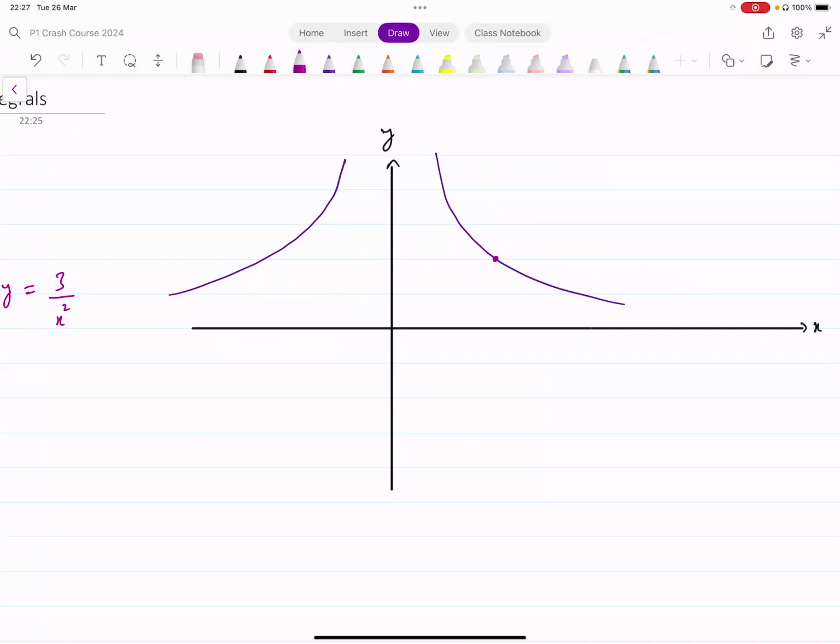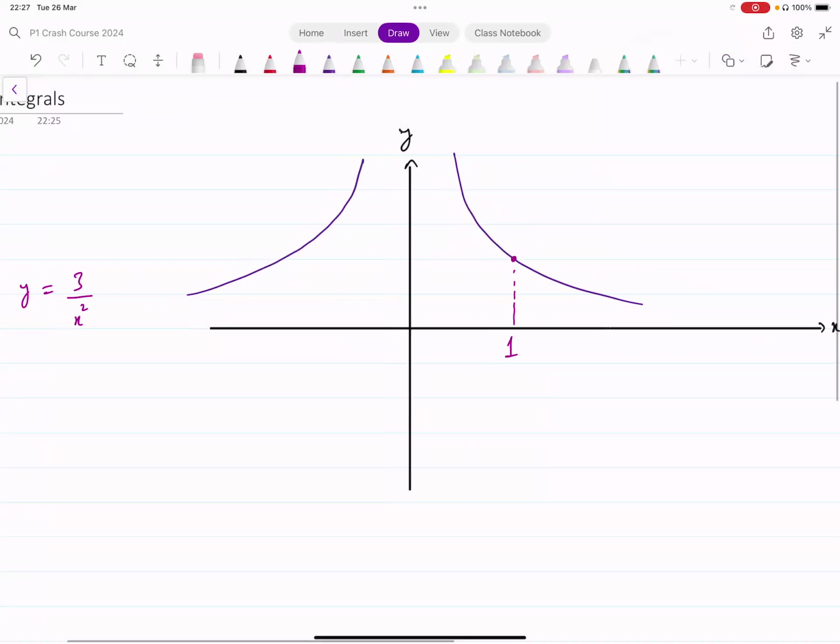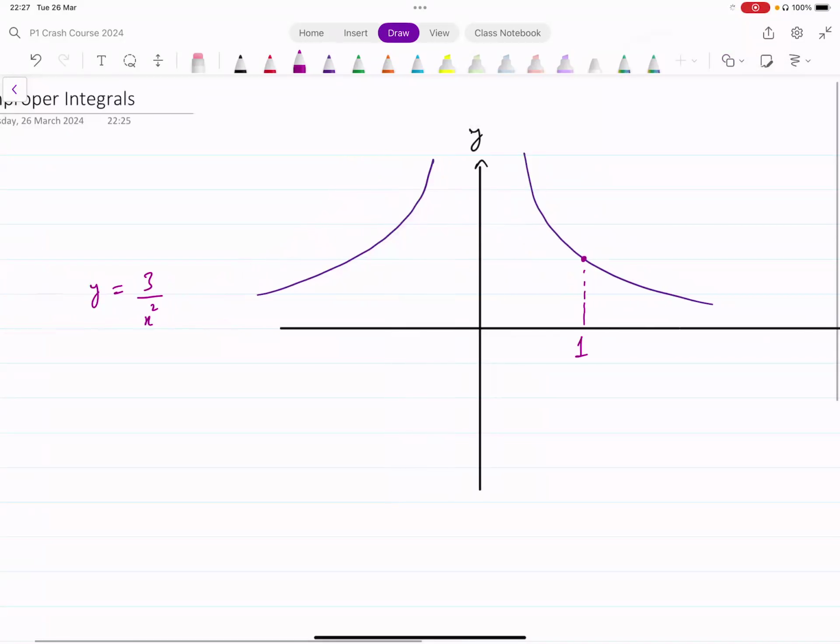Let's call this point something. Let's say this point is when x equals 1. This is the value of x is 1 here. If the value of x is 1 here, what would be the value of y? The value of y, according to this function, would be 3, right? So this is a point that I have on the graph.